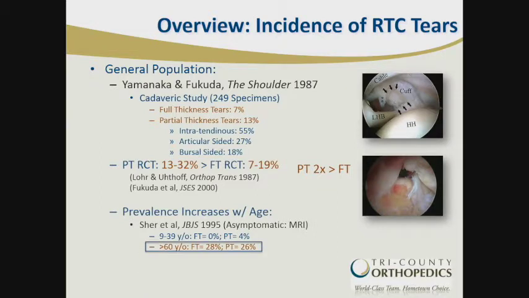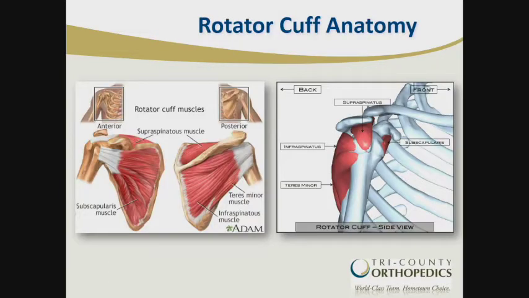This MRI study by Schur looked at asymptomatic patients, no shoulder pain. They found almost 30% of these patients had either a partial thickness or full thickness rotator cuff tear. So these things are common, and they're not always a primary pain generator. So what is the rotator cuff? The rotator cuff is a series of 4 muscles and tendons throughout the shoulder that are responsible for forward elevation, bringing the arm up, as well as rotation in and out. There's the supraspinatus, the infraspinatus, the subscapularis, and the teres minor.